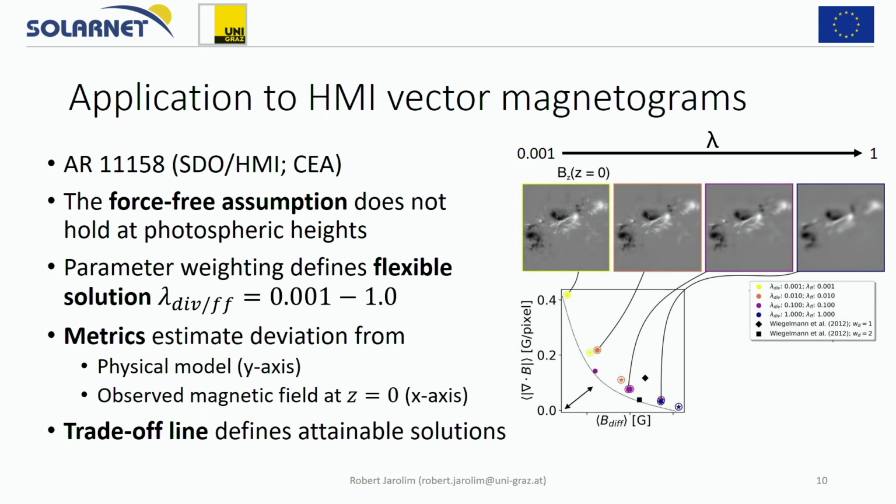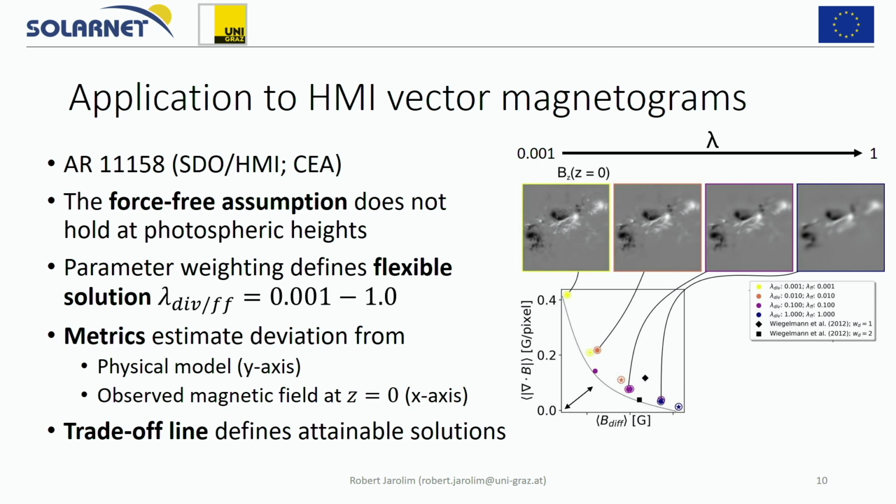This is what you can see here in this plot. So basically when we are enforcing the boundary condition here, we get something that is very close to the actual magnetic field. But if we are aiming for a solution that is in very good agreement with our physical equation with the force-free assumption, then we can see that the model basically smoothes out this boundary condition.